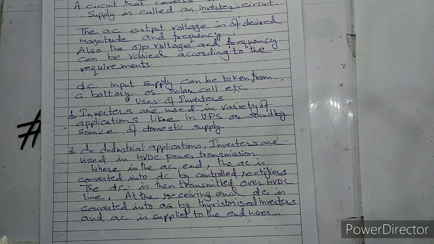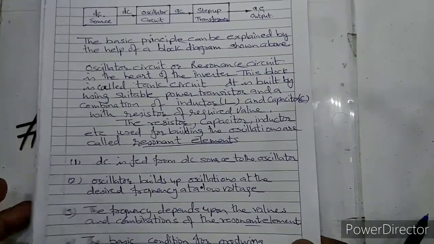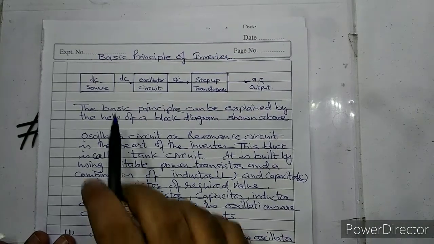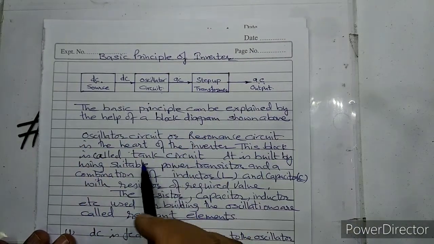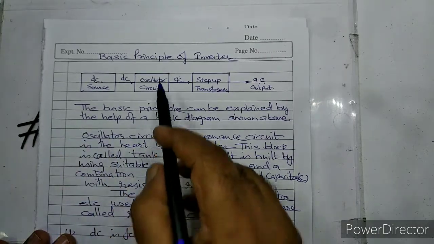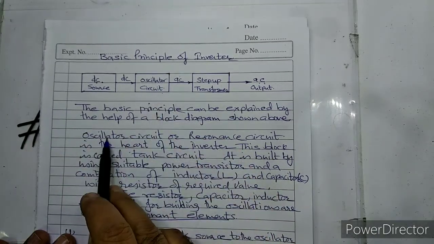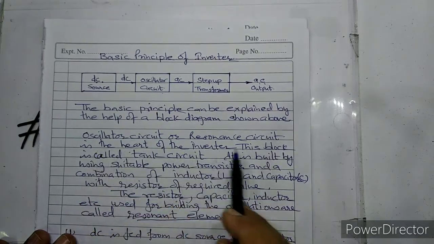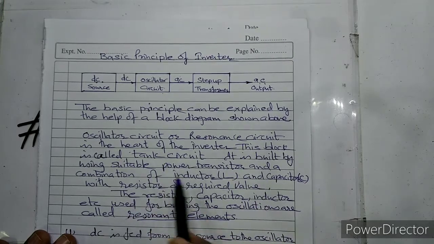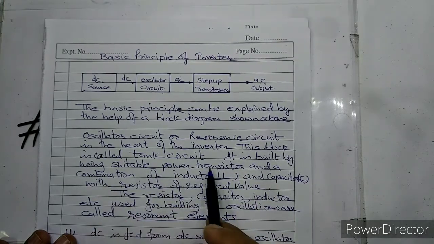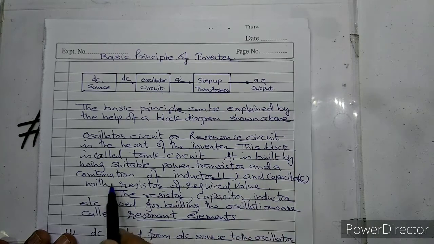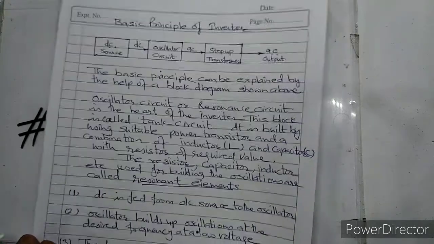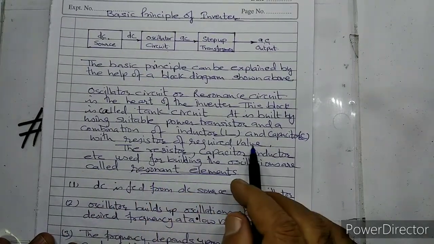Now, the basic principle of inverter. The basic principle of inverter is shown in the block diagram. Here, the heart of the circuit is an oscillator circuit or resonant circuit. This block is called the tank circuit. It is built by using a suitable power transistor and a combination of LC with resistor. L is the inductor, and C the capacitor, with a resistor of required value.